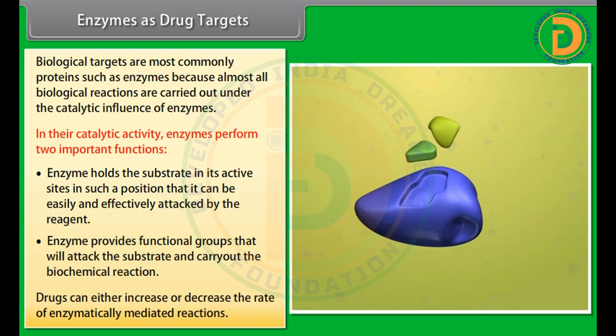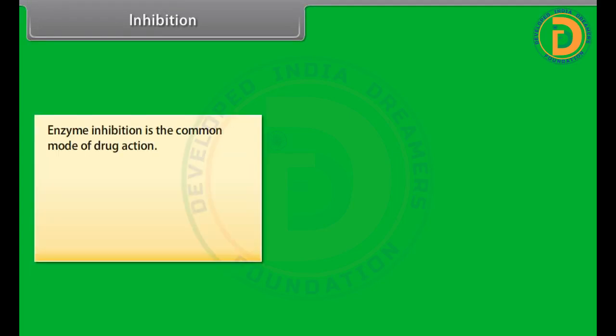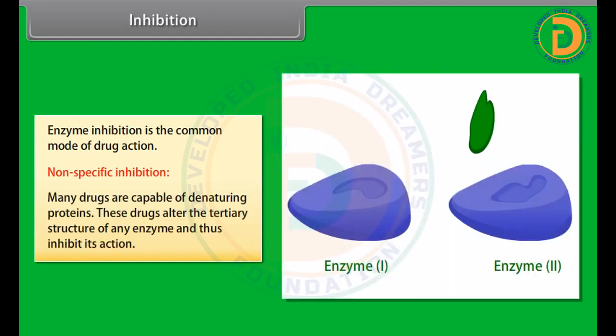Drugs can either increase or decrease the rate of enzymatically mediated reactions. Inhibition. Enzyme inhibition is the common mode of drug action. Non-specific inhibition. Many drugs are capable of denaturing proteins. These drugs alter the tertiary structure of an enzyme and thus inhibit its action. For example, heavy metal salts, alcohol, formaldehyde, and phenol inhibit enzymes non-specifically.